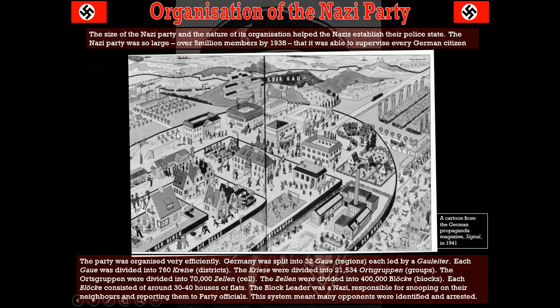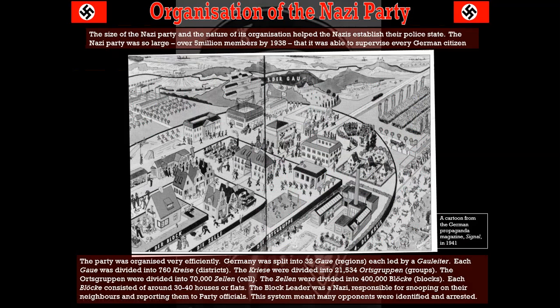These were further divided into 21,534 Ortsgruppen, or organizational groups. You could just say groups. That's this section here, a smaller thing. And you can see it's got a town hall in it. It's got sports facilities. It's got a swimming pool. It's got various bits where you can see people organizing on a large scale.